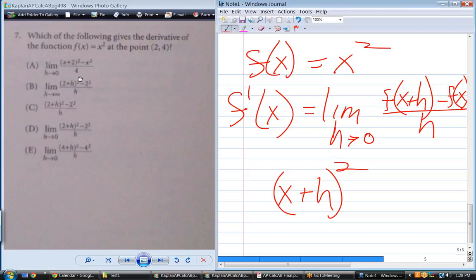So 2 plus h squared is correct, minus f of x, which is 2 squared, is correct, divided by h is correct. The only problem is h is supposed to be going to 0. Right, so not infinity. B would be totally correct, except h is going to infinity, so we need D. D.